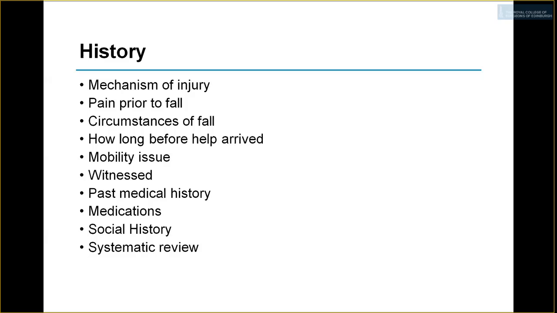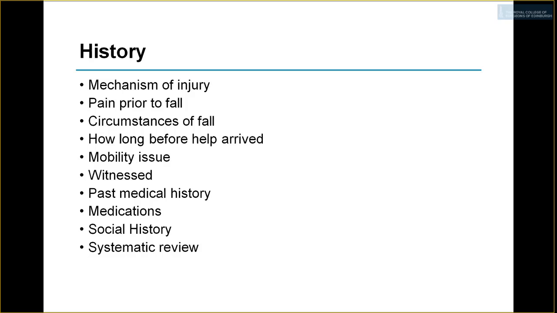You want to know if they've had any pain prior to the fall, because that can indicate that it's a pathological fracture. You also want to know about the circumstances of the fall. Did they actually have a chest pain and fall down? Did they have a stroke? Was there a syncopal attack? Did they have a chest infection? Have they fainted? You want to know about all these so that you can treat them simultaneously as the hip fracture is also being treated, or subsequently.